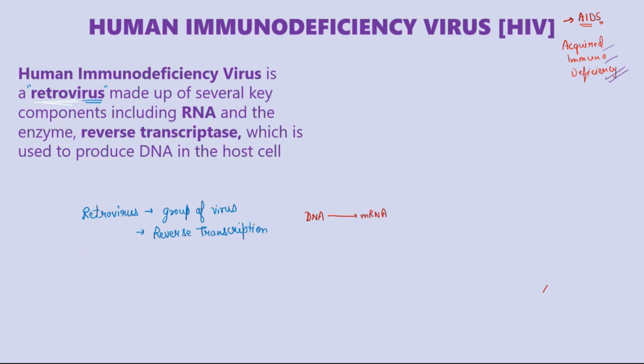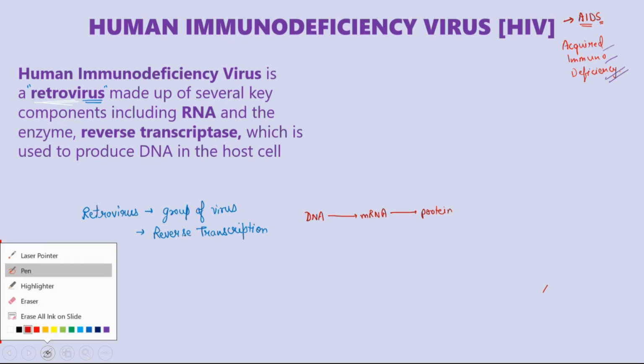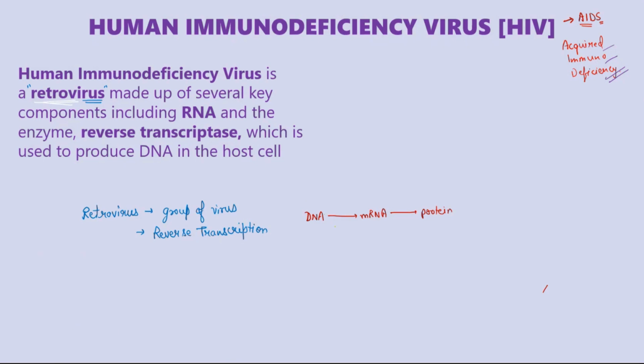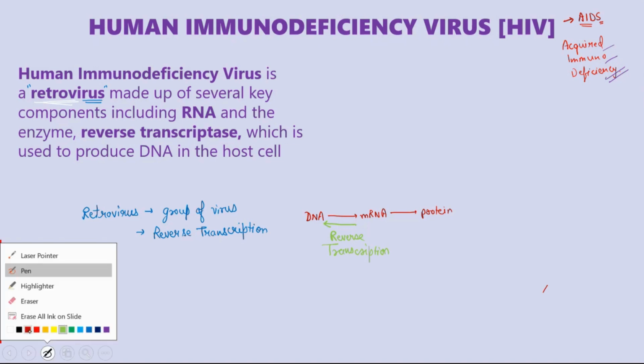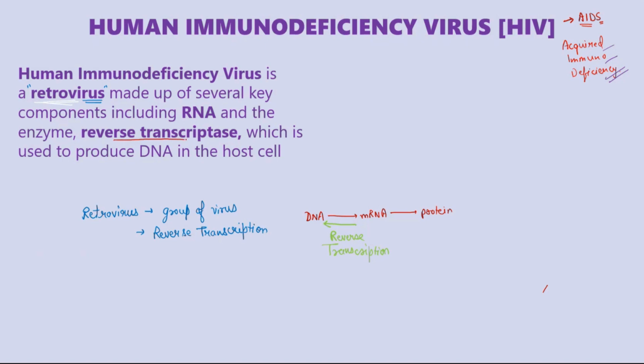This is what happens in all living organisms. From DNA, information is copied to RNA, and from RNA we can synthesize a polypeptide chain. But in these viruses, this process can be done in the reverse manner as well. From RNA, these viruses can make DNA, and that process is known as reverse transcription. For that process, the enzyme used is reverse transcriptase.